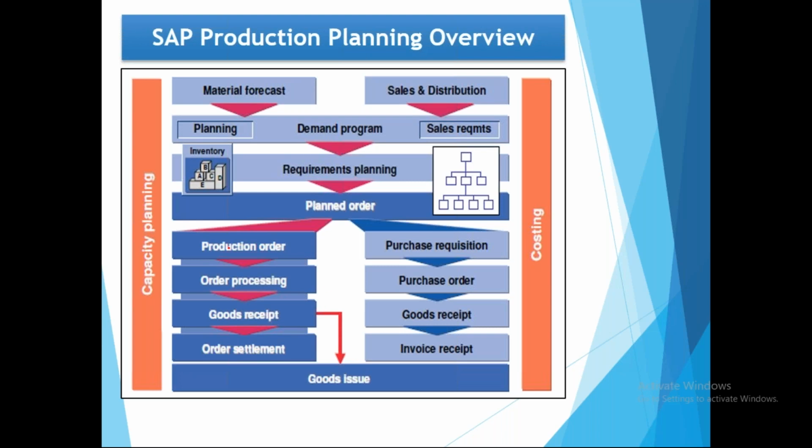Okay, so basically the PP module is divided into two sub modules. If you see here, the top portion will contain planning, and the bottom portion is execution, production execution.